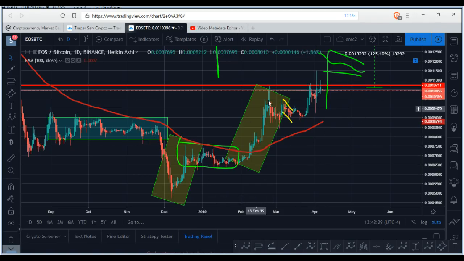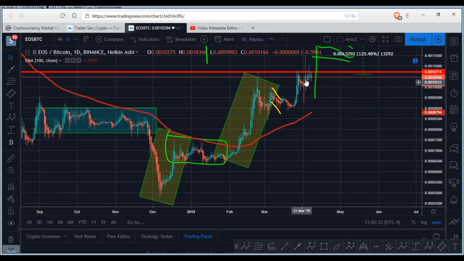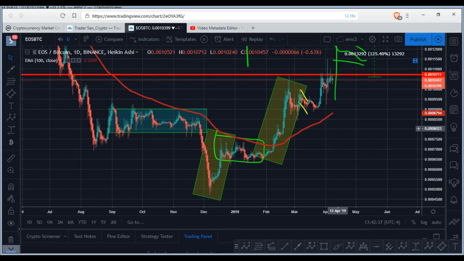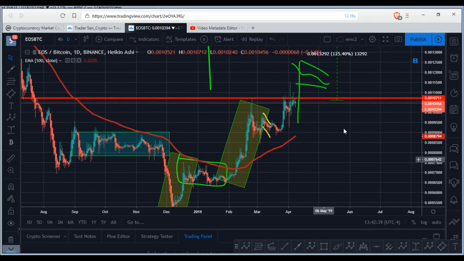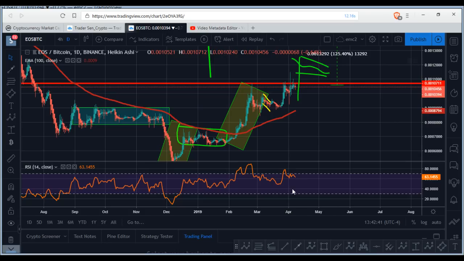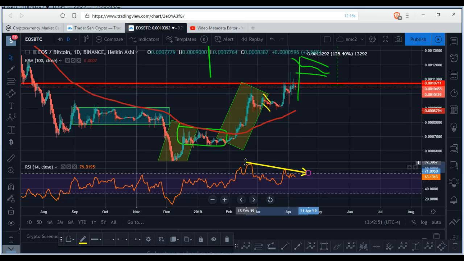When you take a look at EOS, like I said about EOS, same pattern, right? This area and that area is the exact same pattern. Double tap just about this area versus BTC. So what you can expect from EOS, right? Let's take a look at the RSI. The RSI is moving to the downside. Price was moving to the upside. A divergence. EOS is starting to look weak versus BTC.